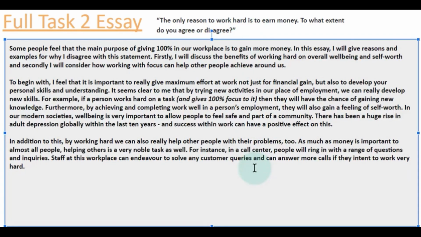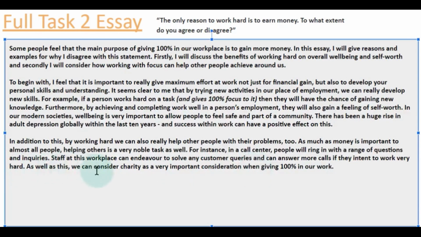I also mentioned charity. As well as this, we can consider charity as a very important consideration when working hard, when focusing, when giving 100%. I use that again, giving 100% in our work. Okay, let's read this back. As well as this, we can consider charity as a very important consideration when giving 100% in our work.